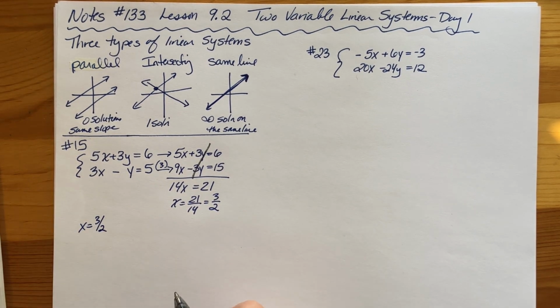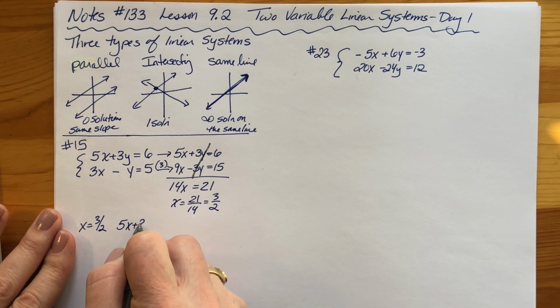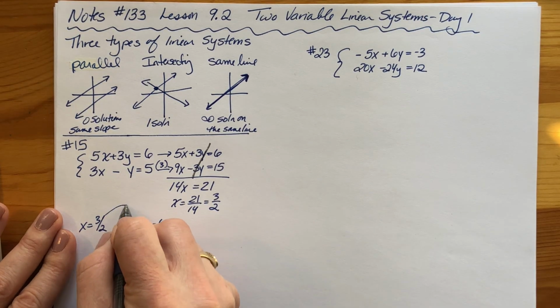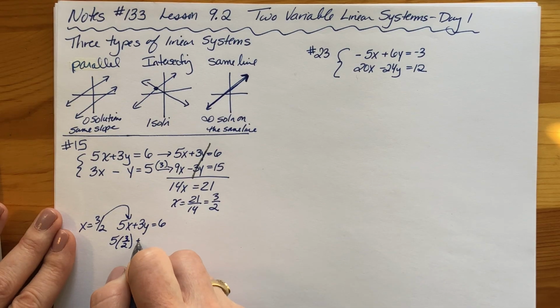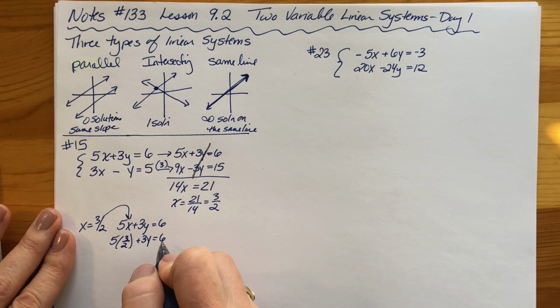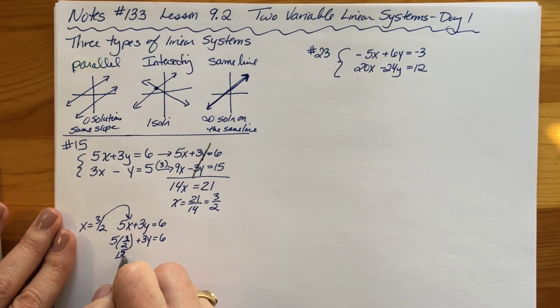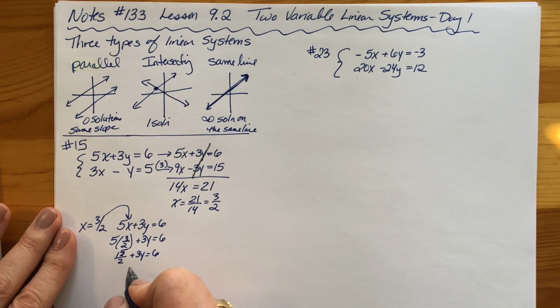And we'll substitute it into either one of the equations. I don't know, I'm thinking maybe the first one. For kicks, you get to pick. I'm picking the first one. 5x plus 3y is equal to 6. So I'm going to put that 3/2 right in for that x value. So I have 5 times 3/2 plus 3y equals 6. So that's going to give me 15 over 2 plus 3y equals 6. I move it all around and I come up with y is equal to negative 1/2.